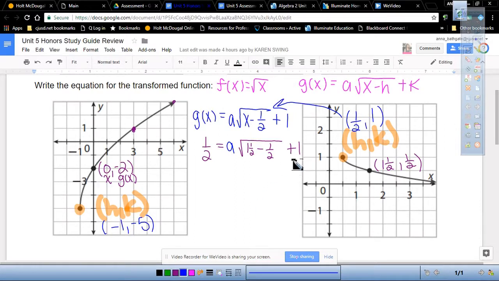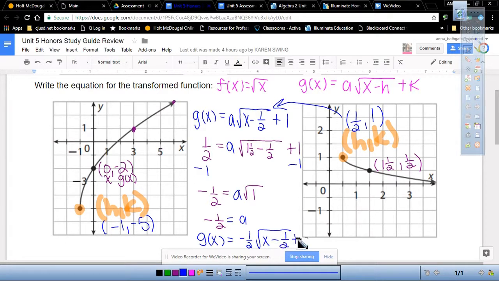The first thing I'm going to do is try to get a by itself, so I subtract 1 from both sides. If you have 1/2 minus 1, that's negative half, equal to a, and then 1.5 minus a half is just 1. The square root of 1 is 1, and 1a is just a, so negative half equals a. So I'm going to write my final equation as g of x equals negative 1/2 the square root of x minus h plus k.